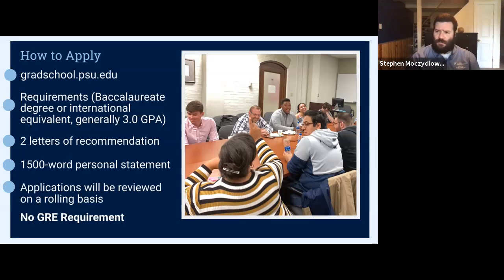We require 2 letters of recommendation. One of them should be from a faculty member, but they both do not have to be from faculty. You can have an internship coordinator or supervisor or mentor write your second letter. The biggest key and one of the things that we look for is just strong letters. So when you are looking for your letter writers, you're going to want to make sure that they can attest to both your academic ability and your character, and they're going to write you a strong letter.